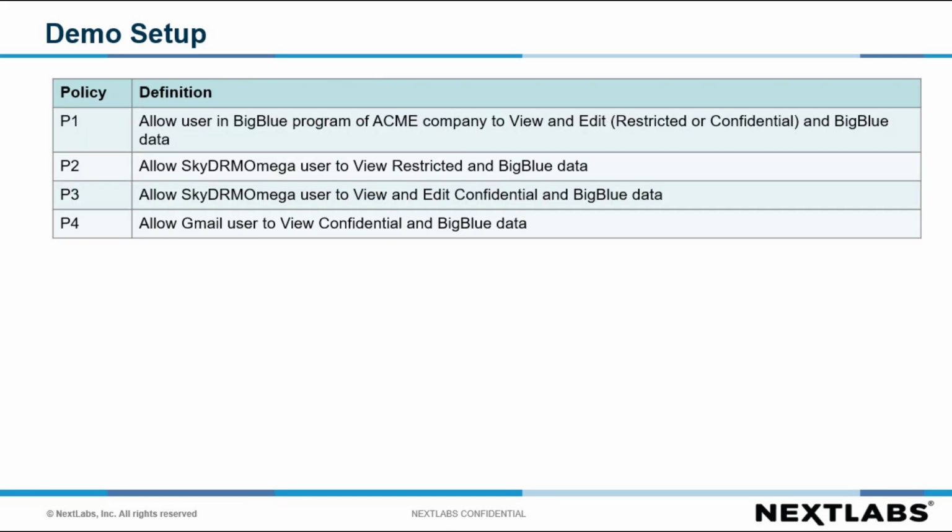4 policies are created for the demo. Policy 1. Allow users in the Big Blue program of the ACME company to view and edit restricted or confidential and Big Blue data. Policy 2. Allow SkyDRM Omega user to view restricted and Big Blue data. Policy 3. Allow SkyDRM Omega user to view and edit confidential and Big Blue data. Policy 4. Allow Gmail users to view confidential and Big Blue data.